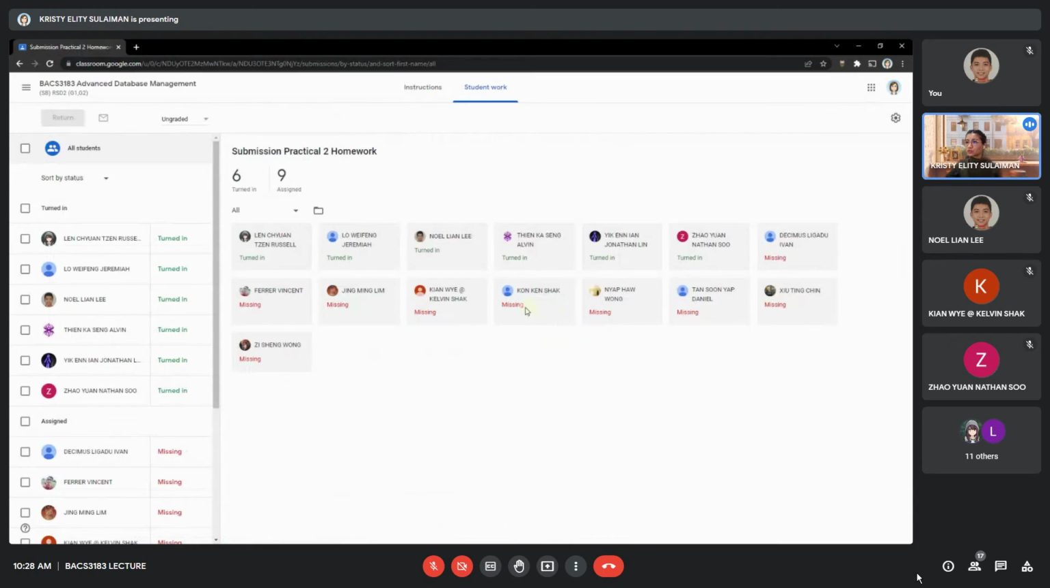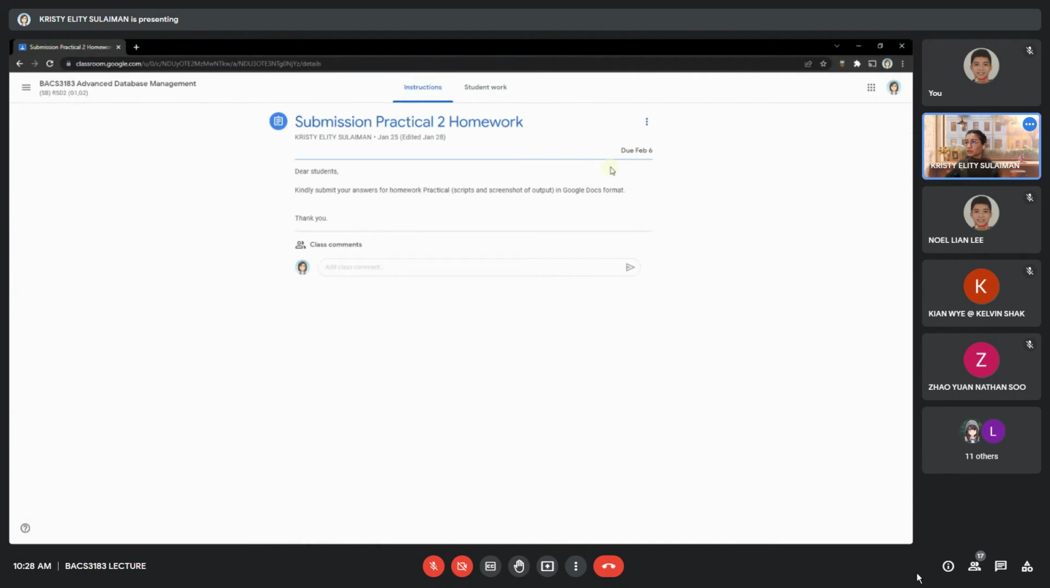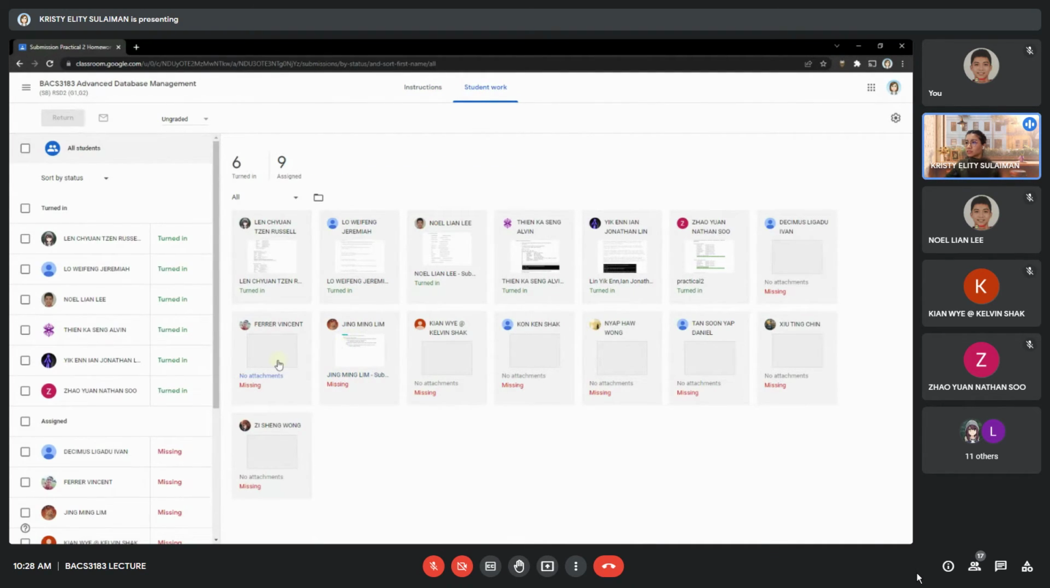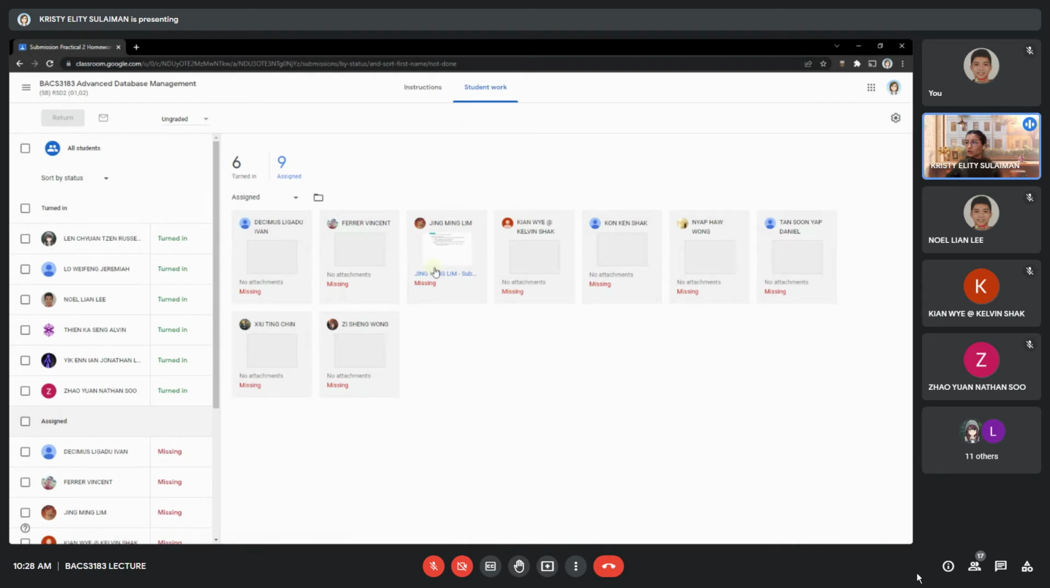And practical two, I think I put the due date, so that's why I can see missing. Only six turned in, and all the rest show missing here because I set a due date. So please make progress.